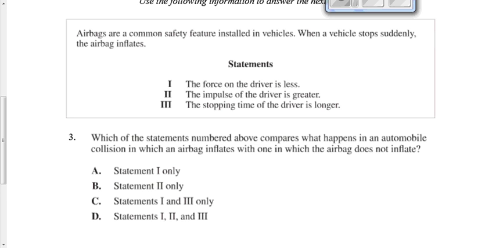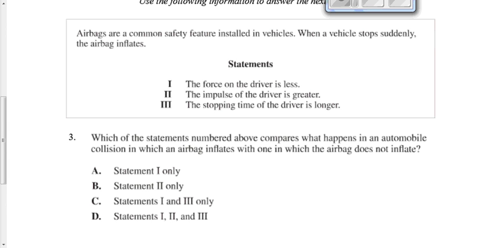Whether we're talking about the airbag or the baseball glove, or the hockey goalie pads, or why you bend your knees when you jump off of the desk, in the end, what it is is the impulse, which is predetermined. We want to spread that over a longer period of time, reduce the force. Let's read what it says, though. The force on the driver is less, the impulse on the driver is greater, the stopping time of the driver is longer.